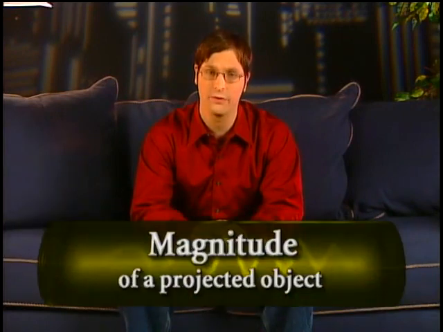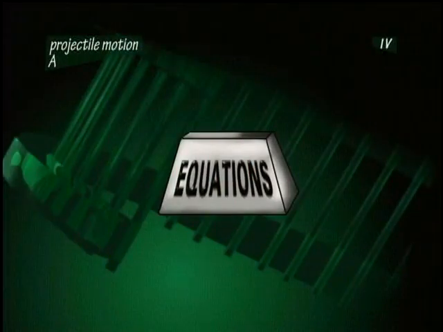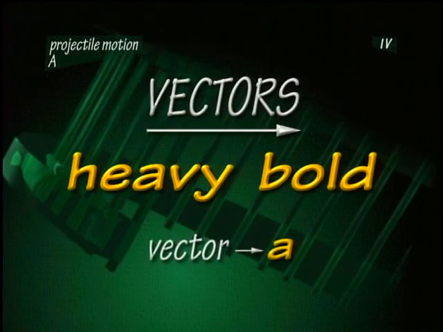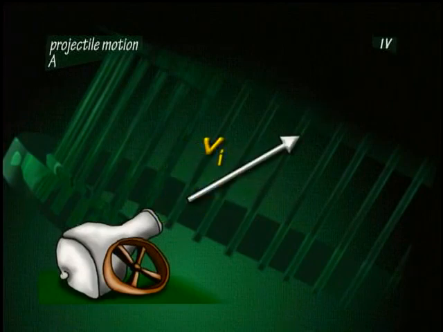Okay, the first two-dimensional kinematic equations we're going to look at are used for projectile motion problems. But before we can get down and dirty with these equations, we've got to know how to find the magnitude of a projected object's velocity components, so we can use them in our equations. Now that we're going to get into some heavy equations, we'll represent vectors in heavy, bold type. Let's say a cannonball is shot out of a cannon. The initial velocity of the cannonball makes an angle theta with the ground.